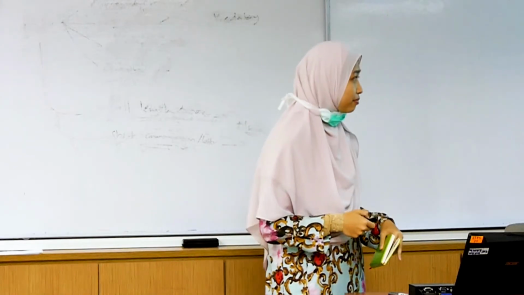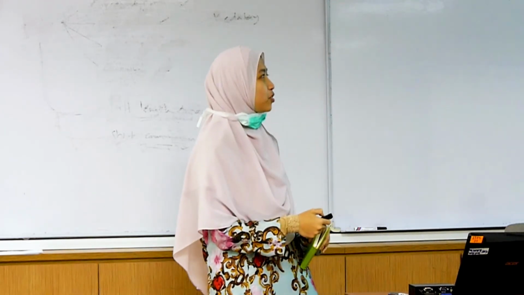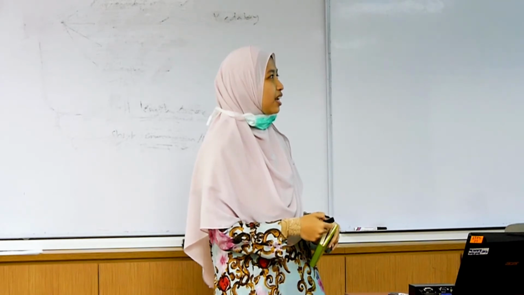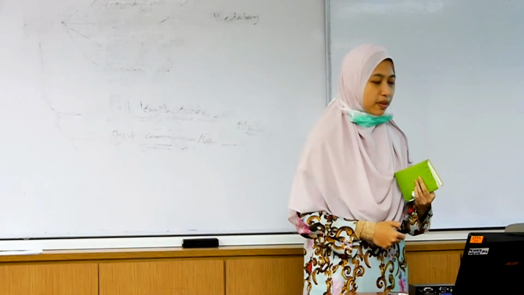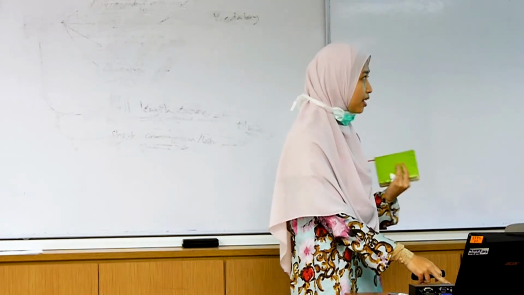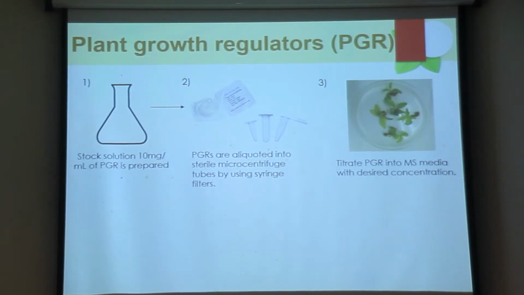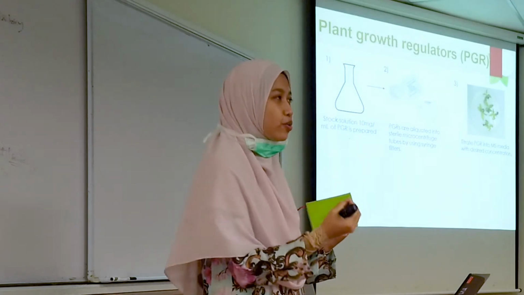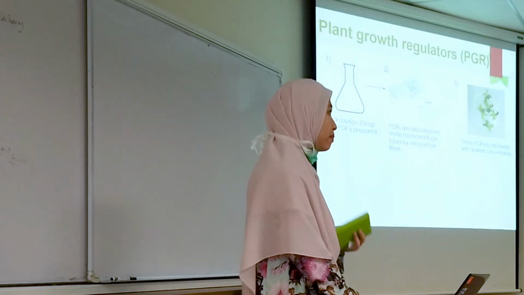For the PGR, the treatments used are single BAP and the combination of BAP and NAA. The fresh shoot biomass was also extracted in the ratio of sample to distilled water of 1 to 50. The analyses used here are the DPPH and FRAP assays. This is basically the surface sterilization, and this is how you introduce PGR in the MS media. MS media is the medium used to produce plants in vitro. There are actually many types, but MS media is the most used one.